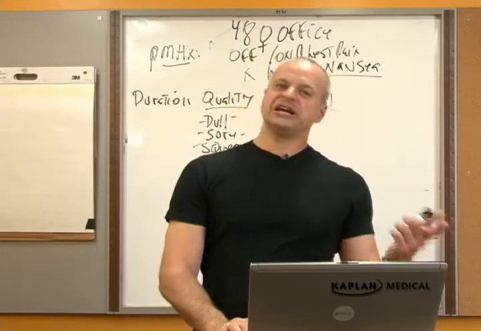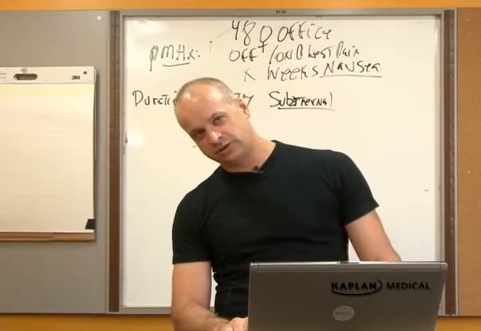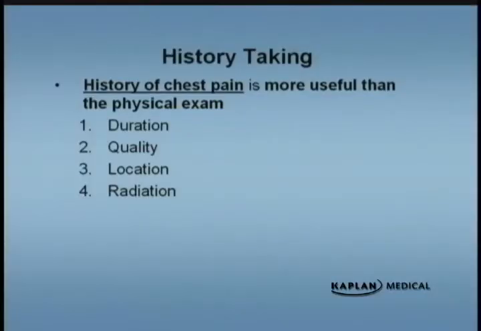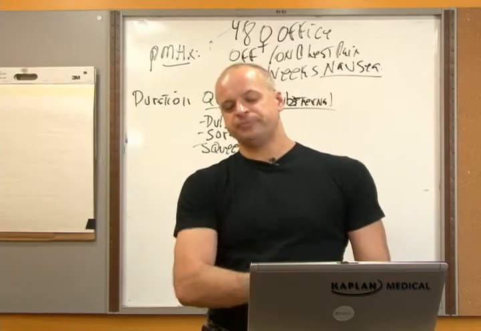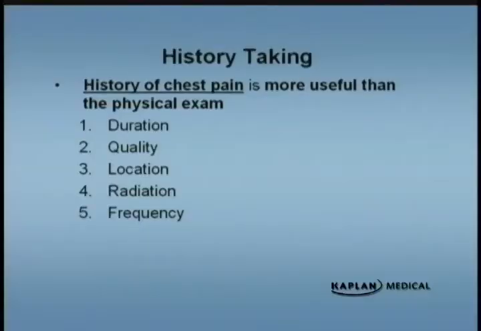Ischemic pain lasts for 10, 20, 30 minutes. Ischemic pain is sore or dull or squeezing. Ischemic pain is substernal. Ischemic pain can go to the neck, but the absence of radiation means nothing. Ischemic pain can go to the neck, into the arm. Frequency. Ischemic pain can come with exertion, every once in a while with exertion.